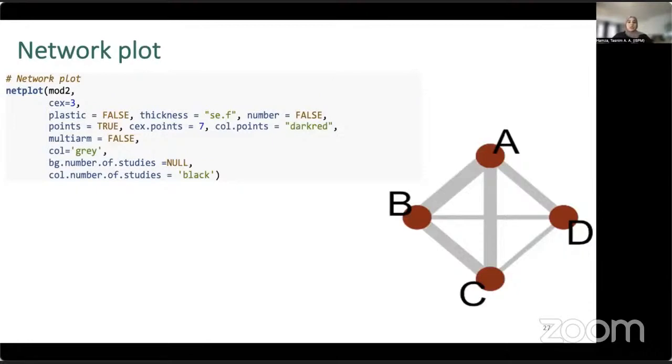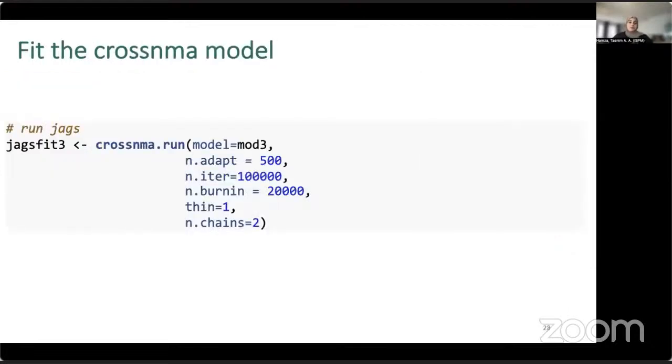You can also plot the network using the netplot function. You could pass to this function different arguments to control the colors, the thickness, and many other features, which are very similar to the netgraph function from the netmeta package. And then you can go ahead and fit the model using the crossnma.run function. It takes the model we created using crossnma.model, and you need to set the settings for MCMC samples, iterations, burn-in, etc.